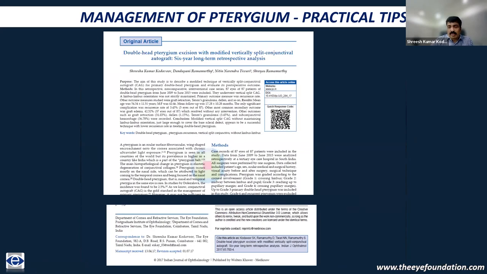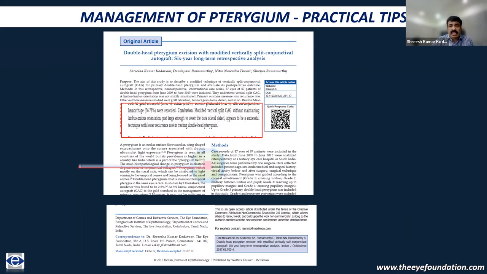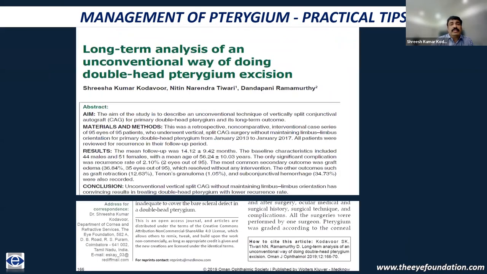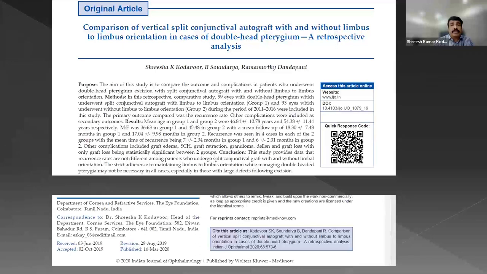This particular technique is actually published in IJO. The recurrence rate was less than 4%. After a long follow-up, there is another publication on the same technique in the World Journal of Ophthalmology. It's a long-term analysis of this particular unconventional way of doing double head pterygium excision. We included more than 100 cases with this technique, and the results are very good: less than 2% of patients had recurrence.